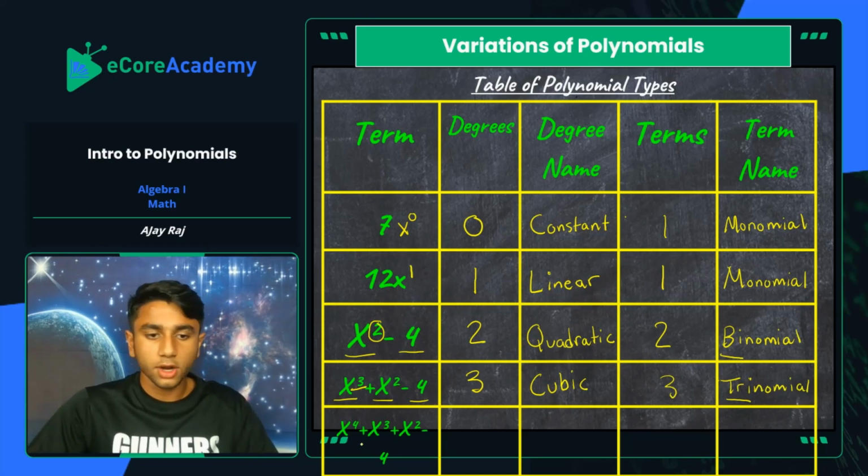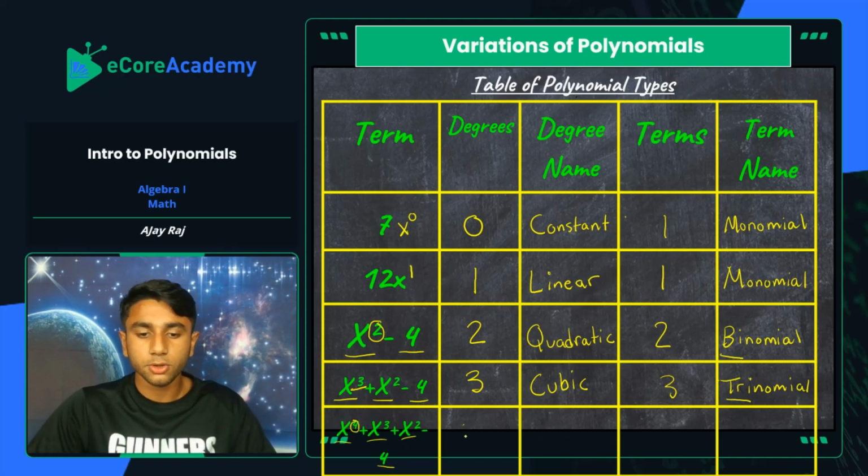And lastly, we have this more complex expression here: x to the 4th plus x cubed plus x squared minus 4. That's 4 different terms here. And also we can identify this as a specific type of polynomial, and we're going to look for the largest degree measure. The largest degree measure is x to the 4th in standard form. It's easy to find out with standard form. That's why we always write it in that way. So the degree is going to be 4, our largest exponent.